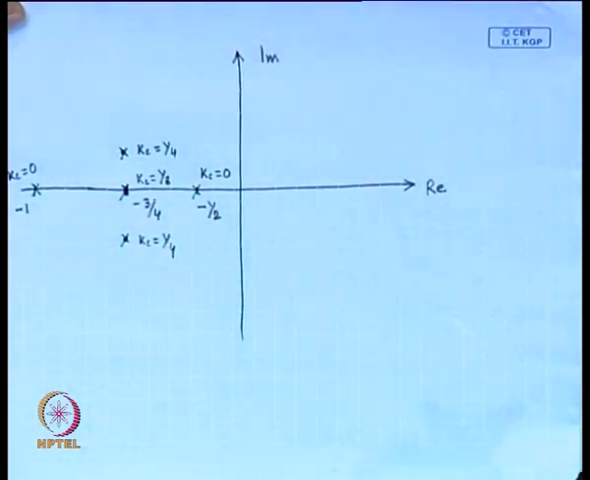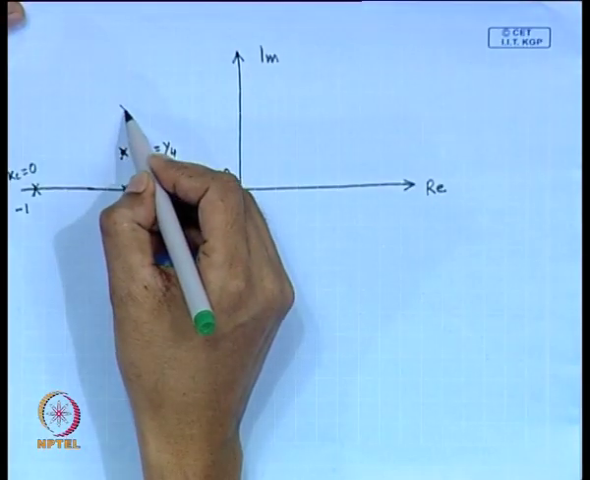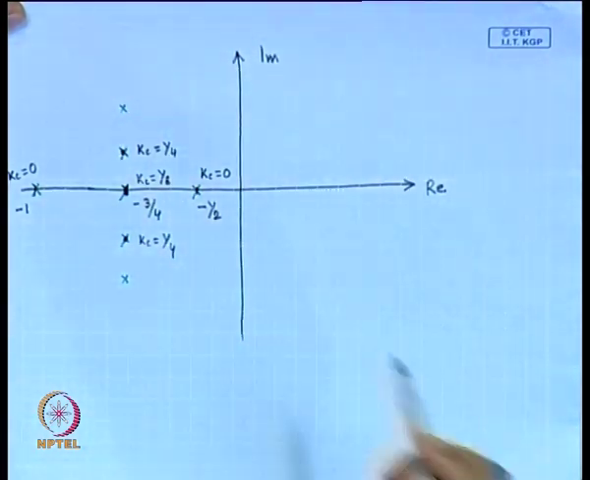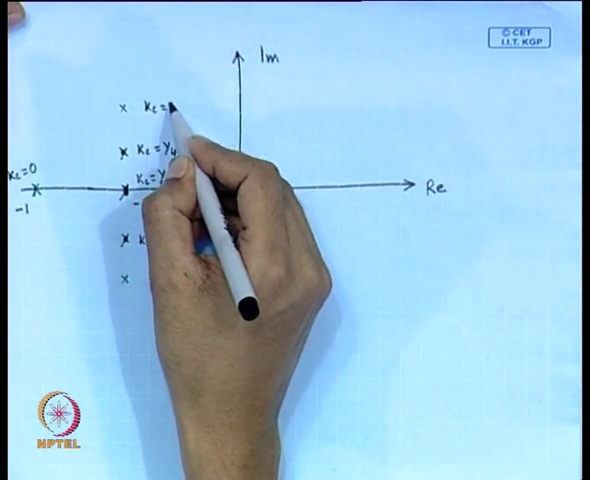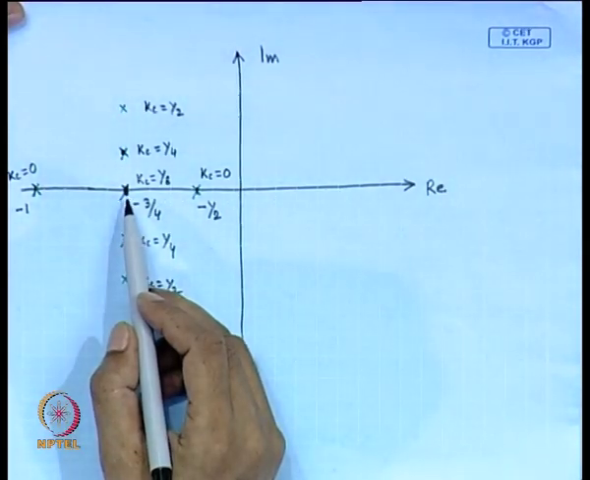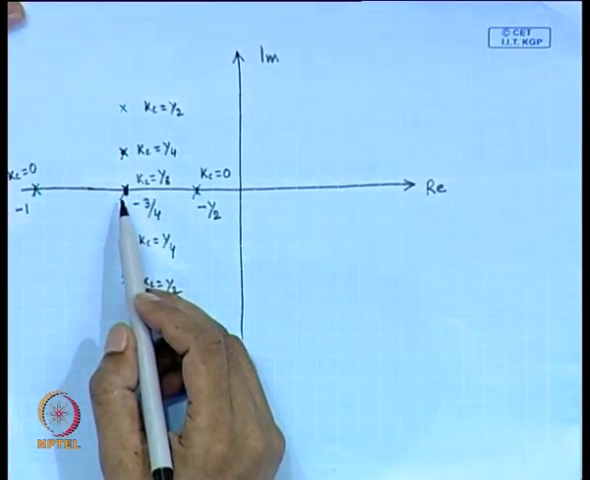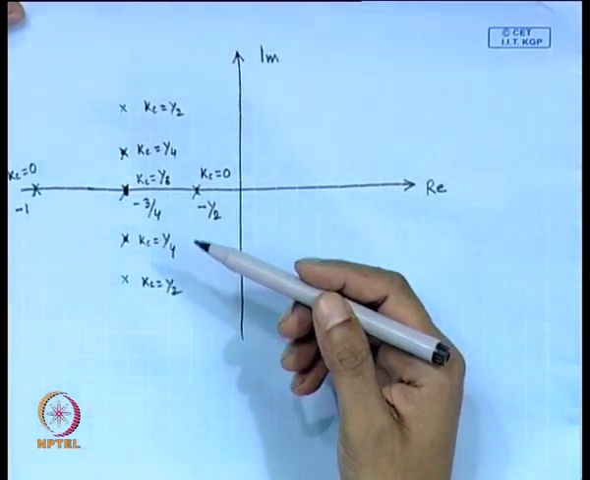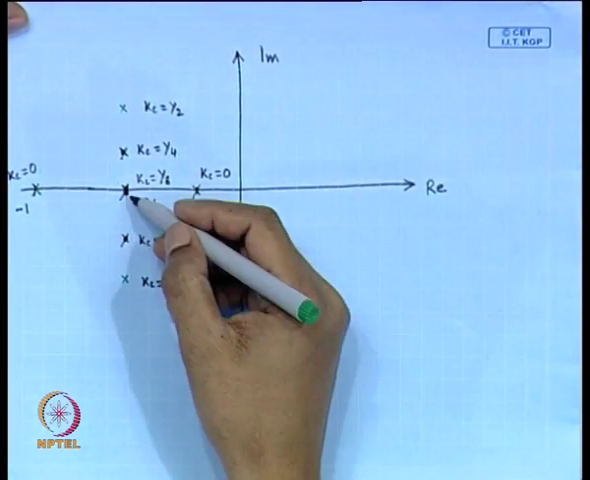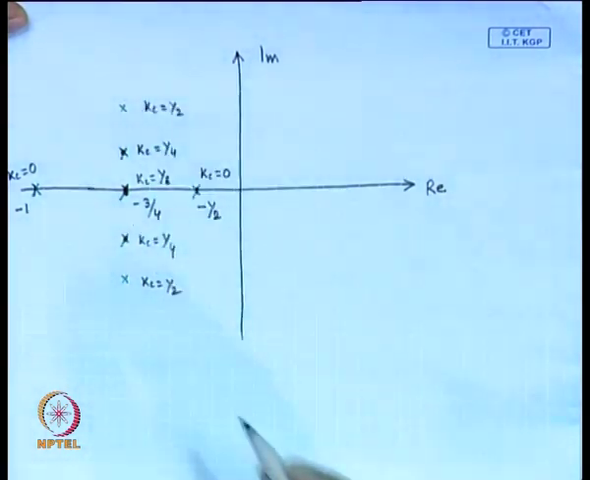Next we will consider Kc equals half. Then these two roots we can locate in the complex plane. Kc equals half. You see the real part is same, -3/4. Fine, only the imaginary part is gradually increasing with the increase of Kc value. So, in this way it will increase up to infinity as Kc approaches infinity.